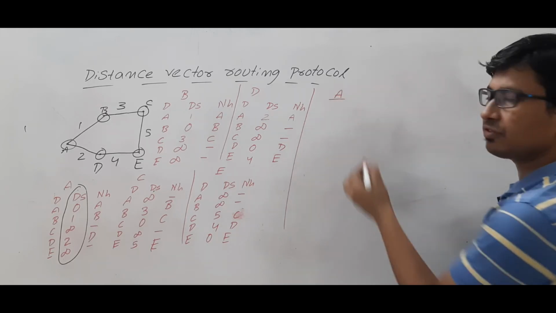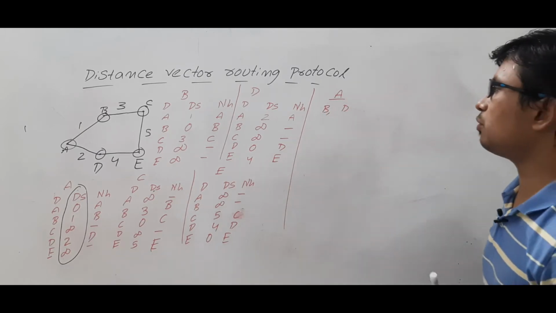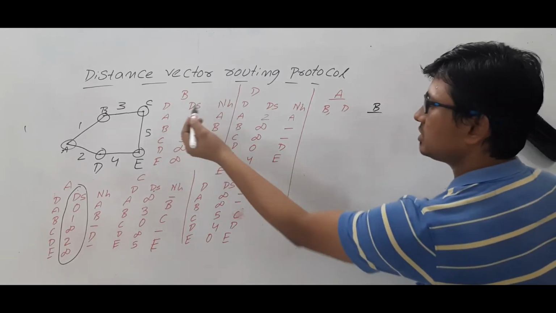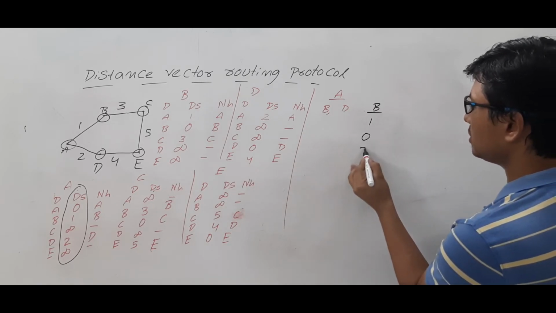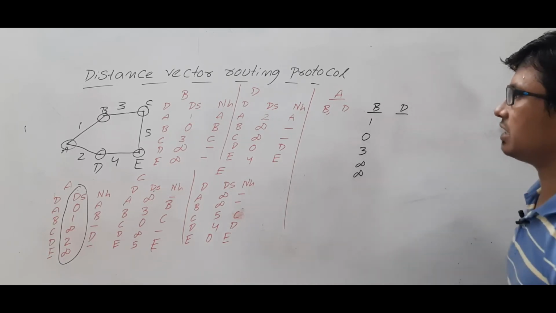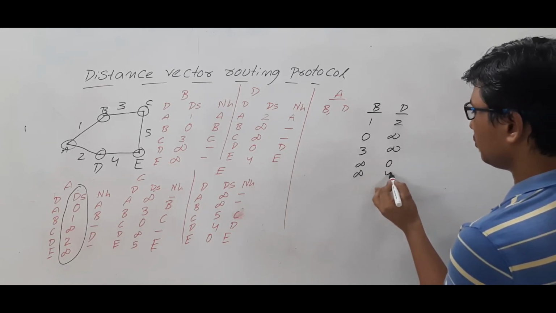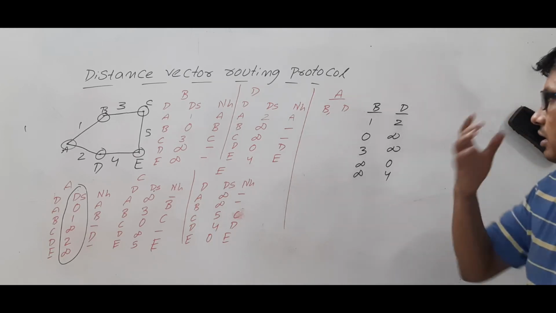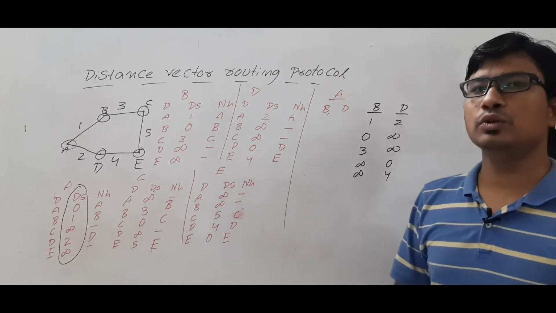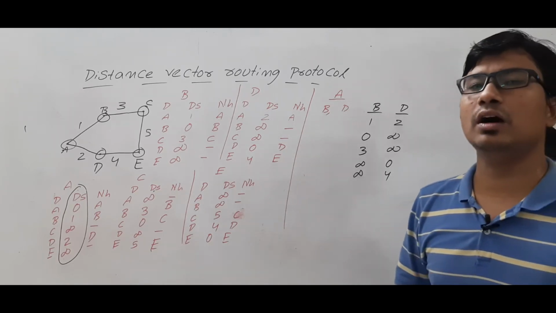So A will get the information from the neighbors such as B and D. First, check what B will send. B will send the distance vector. What is this distance vector? 1, 0, 3, infinity, infinity. Am I right? Similarly, D will send the information as 2, infinity, infinity, 0, 4. This is the information B and D will exchange with A. I hope you are following it. Now A needs to compute or update its routing table. Are you able to understand? A needs to find the new routing table.